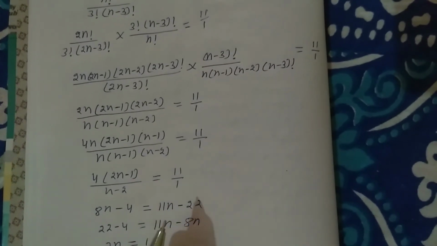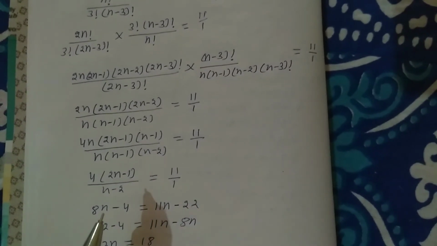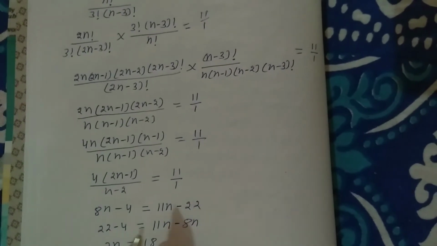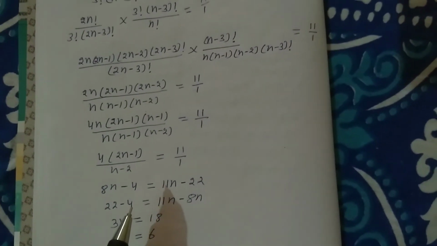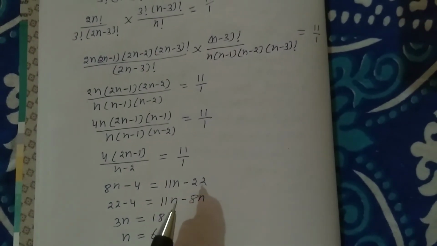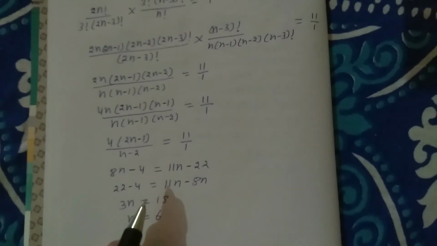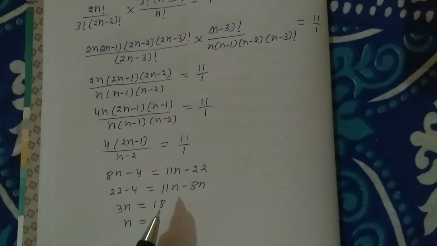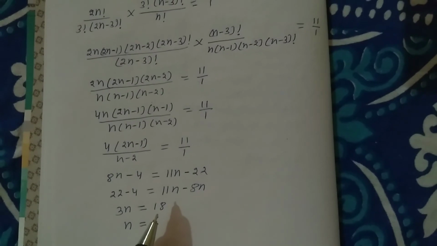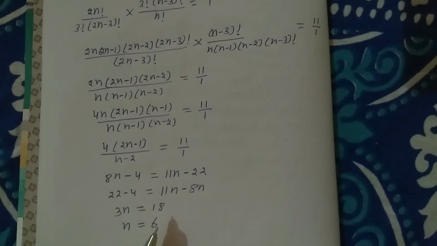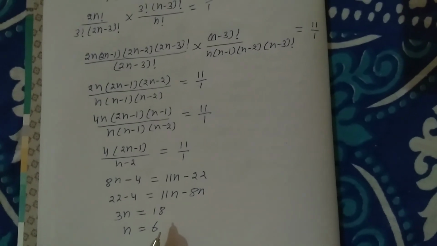So 22 goes to this side, and 8n to this side. So 22 minus 4 is equal to 11n minus 8n. So 3n is equal to 18. So n is equal to 6. This is the answer.